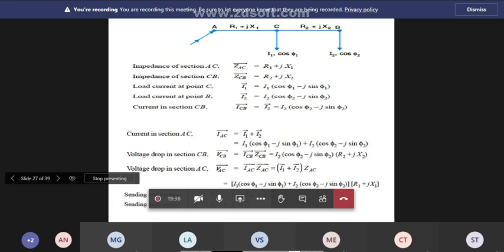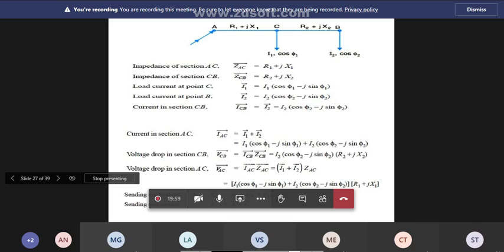Current at section AC, so this already has I1 plus I2, that is I1 cos phi1 minus j sin phi1 plus I2 cos phi2 minus j sin phi2, right? We have to find the impedance for every section, we have to find the current at every section. Now find the voltage drop at every section.